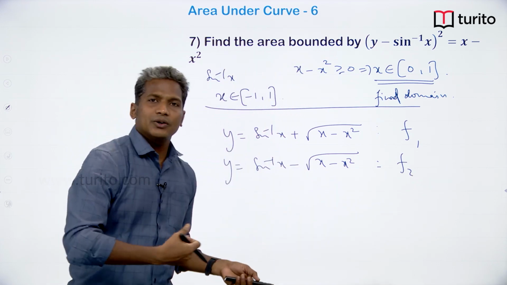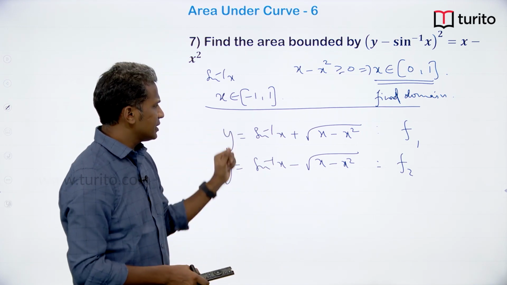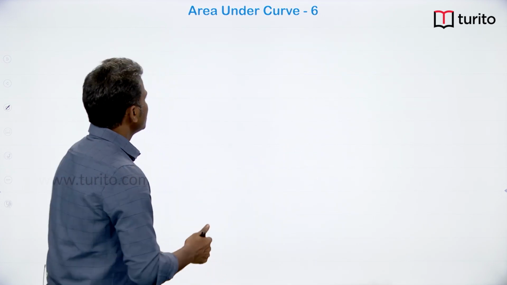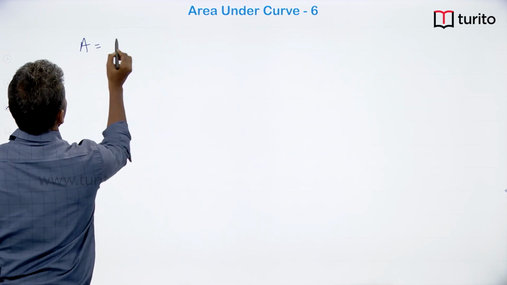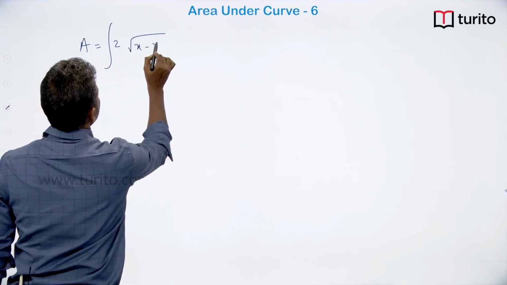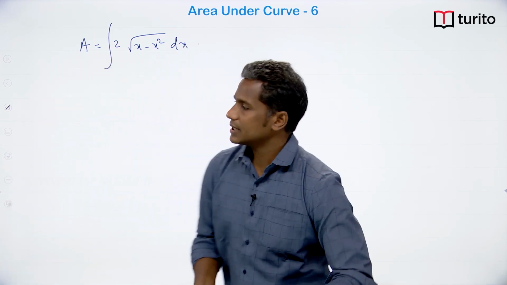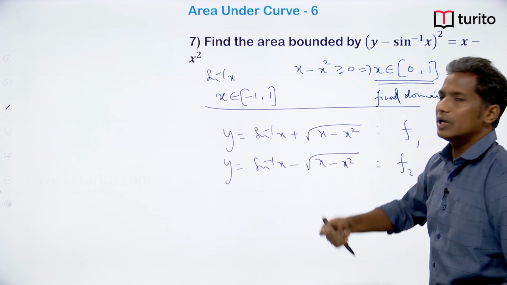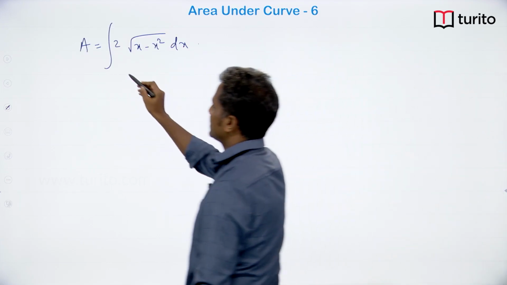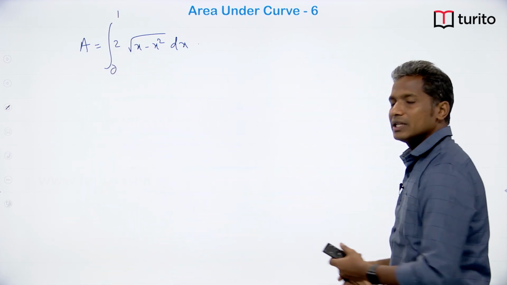Now some students or some teachers directly do it like this, because when we take the difference of these two functions, we will be left with only this square root part. So some students directly say that area is equal to integral of 2 into root of x minus x square dx, and they directly use the integration like this. Because we already got the domain as 0 to 1, students generally put 0 and 1 here as the limits and try to solve this. But solving this way is wrong.